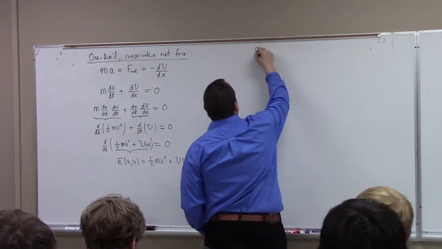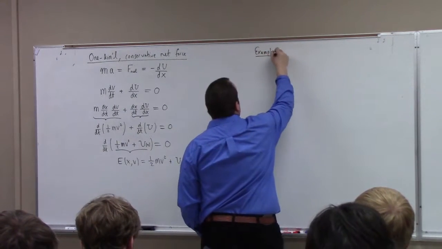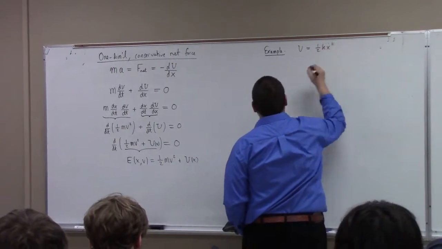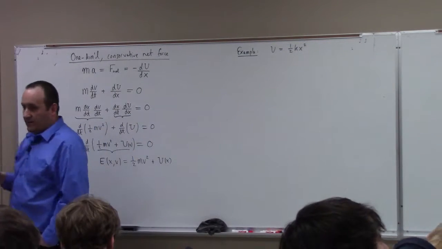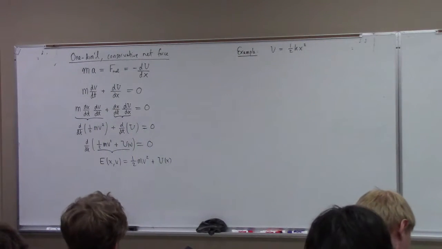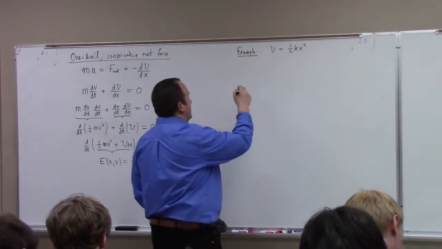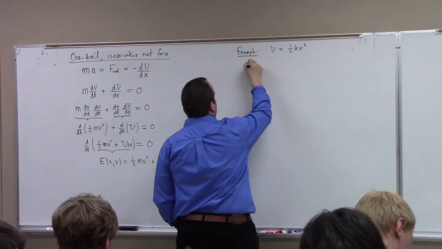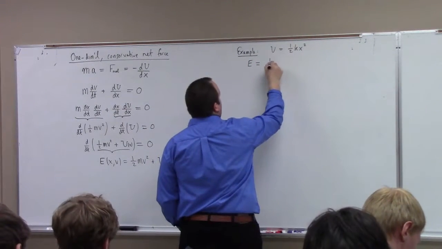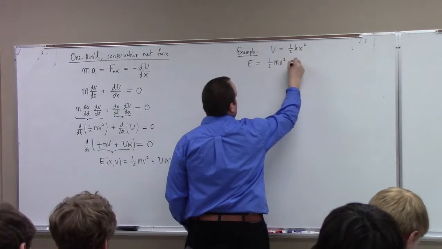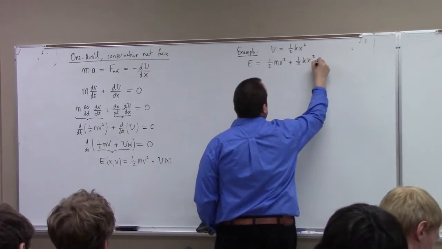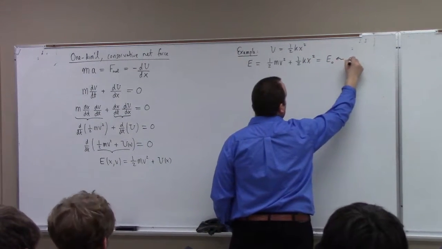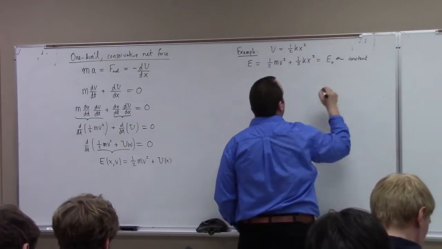So let's start out with, let's let the potential energy be, say, 1/2 kx squared. All right. Then your total energy function is what? So this gives you energy equals 1/2 mv squared plus 1/2 kx squared equals a constant, right? Some particular number.